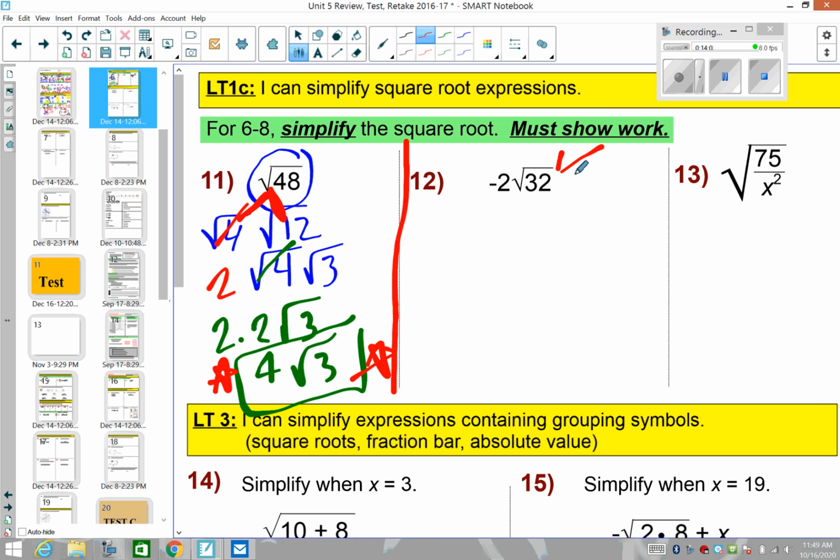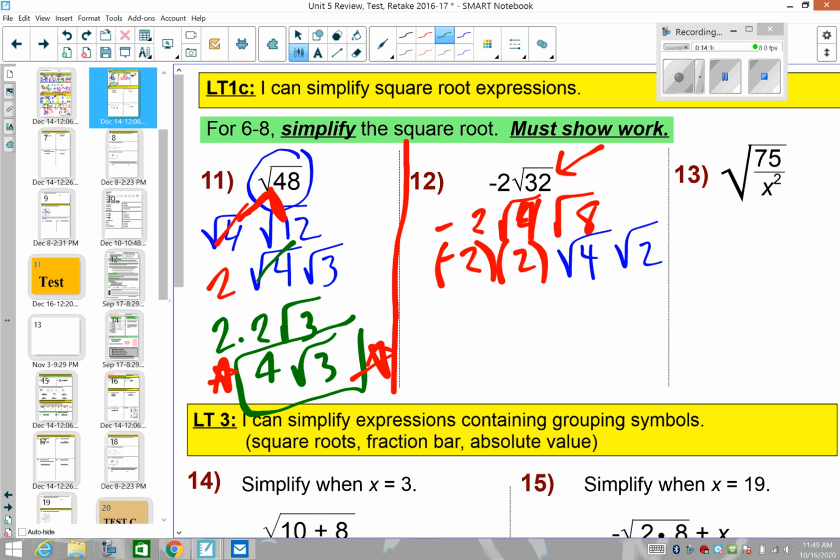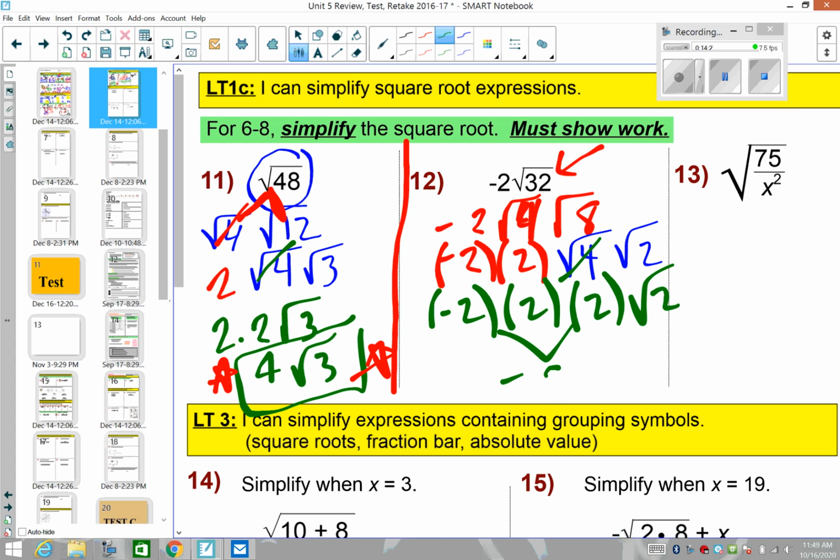This one, I'm going to also pull out a 4. There are other factors we can pull out of there, but 4 times the square root of 8. So that's negative 2 times 2. And the square root of 8 breaks into the square root of 4 times the square root of 2. Lots of square root of 4s going on there. So that's negative 2 times 2 times 2 times square root 2. All of that becomes negative 2 times 2 times 2 is negative 8 square root 2. Square root 2 is irrational, so we can't break that down any further.